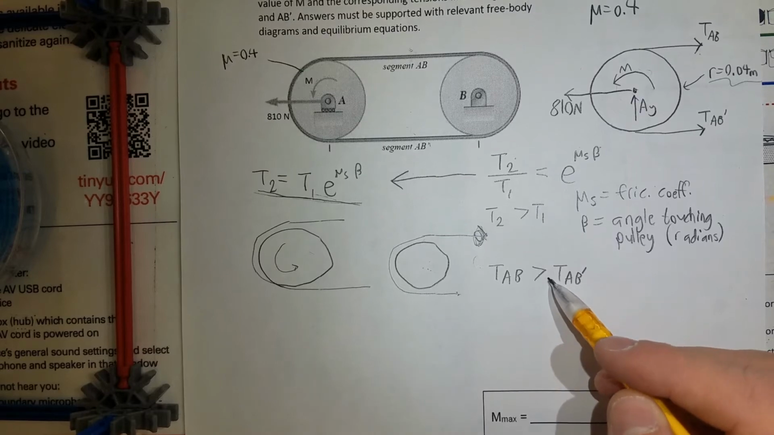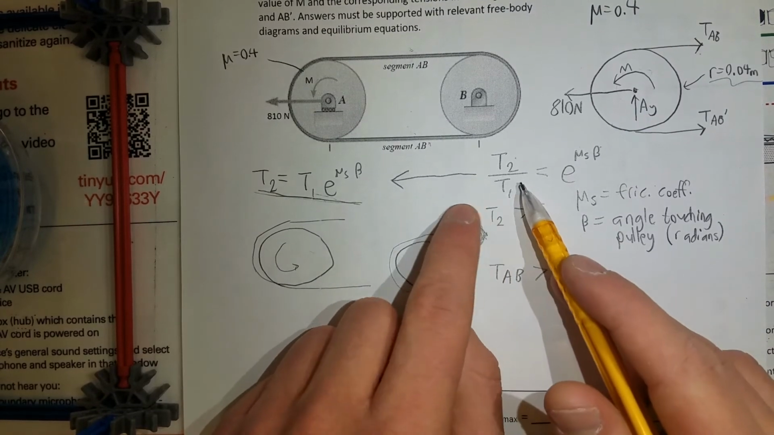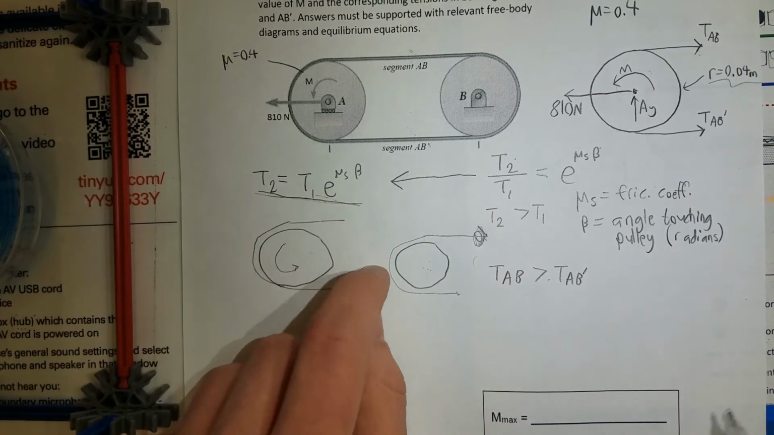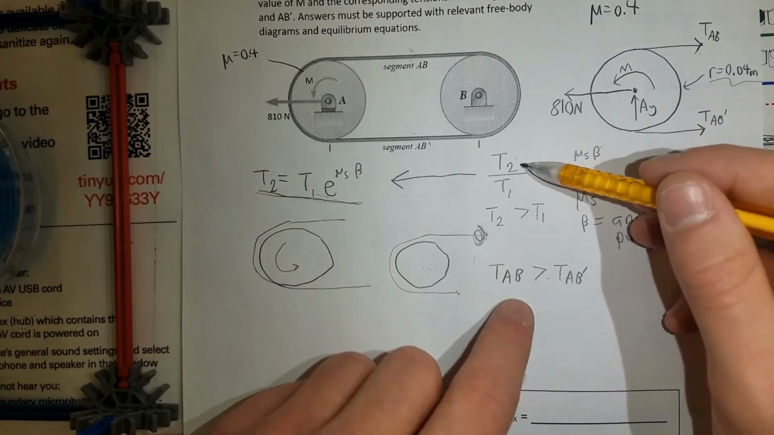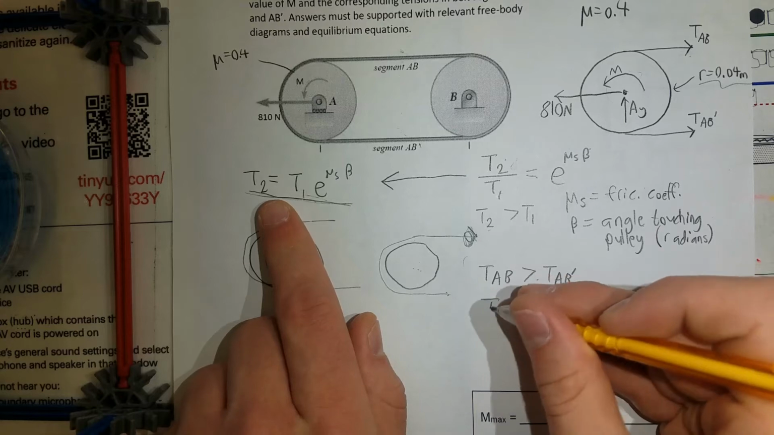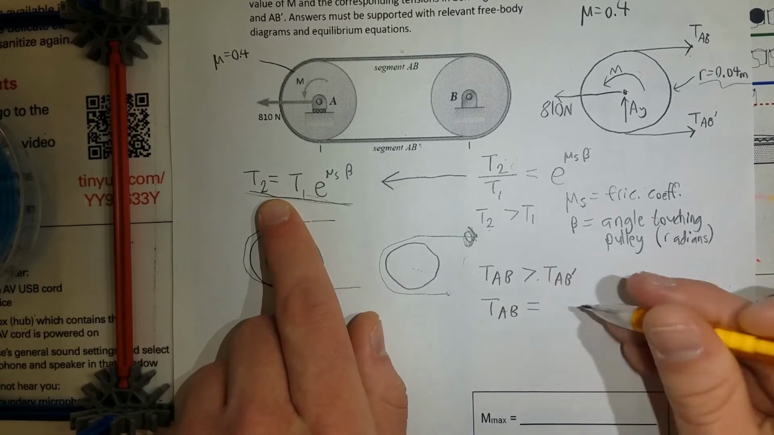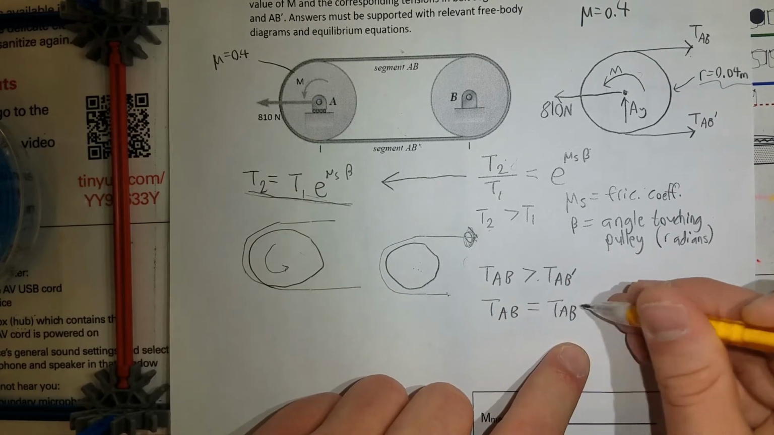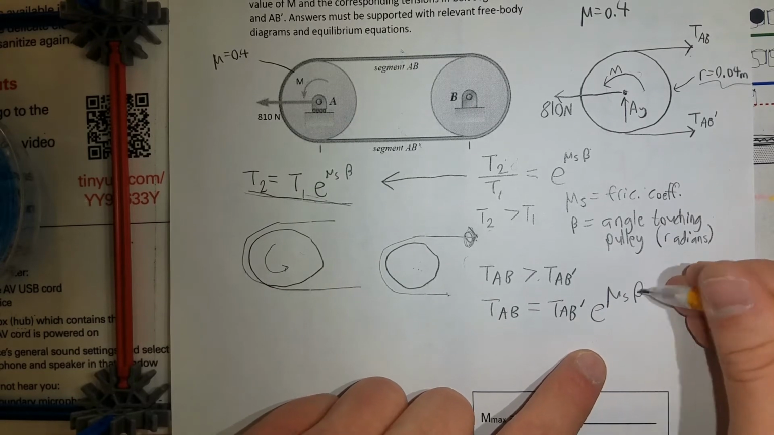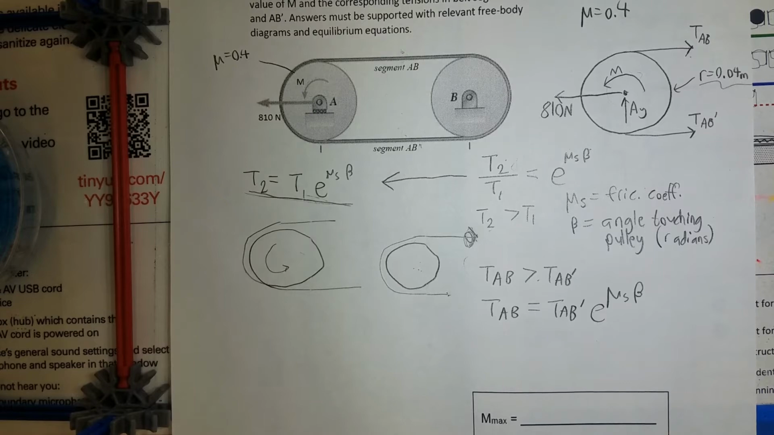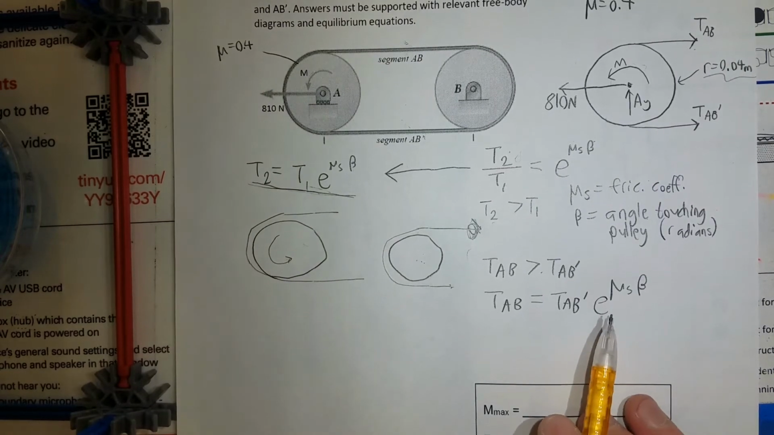And so knowing that, we can go ahead and put that into our equation. Since we have T2 greater than T1 in this equation, we can write that TAB is going to be equal to TAB prime times e^(μs β). All right, and that's how we frame it in our equation.